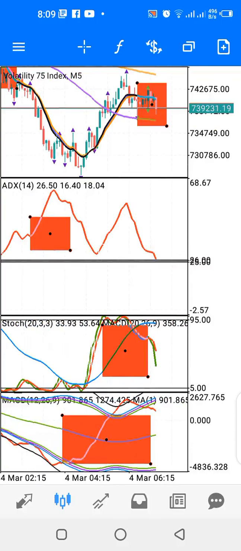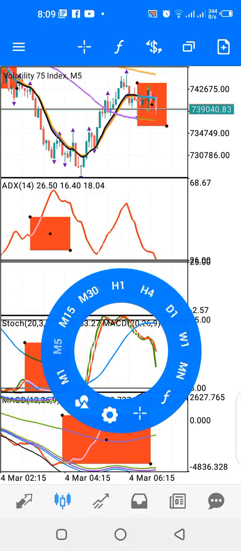Let's go to indicator window 2. Let's look at the settings.